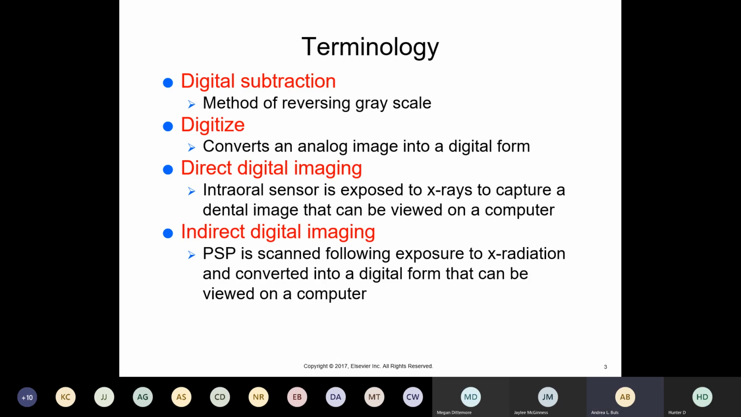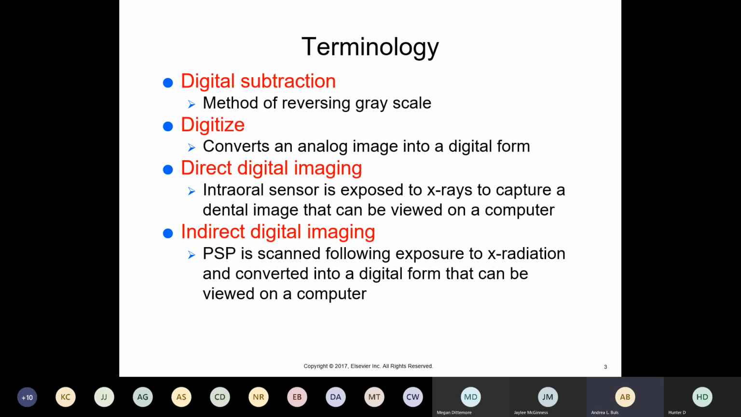Digital subtraction is a method of reversing the grayscale. So depending on your software on your computer, like through Dexis, there are different things that you can do with your image. And digital subtraction is one of them, where the things that would normally appear dark can now appear light and vice versa. So you can kind of change the way you look at an image. Sometimes specialists like to do that, to look at things in a slightly different way. Like I said, digitizing is converting that analog or film image into a digital form.